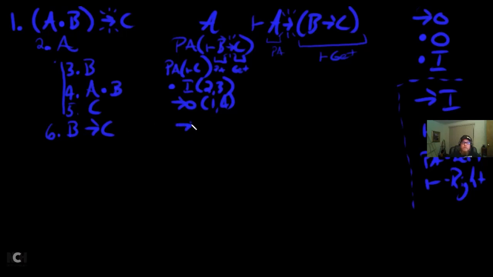How did I prove that? With this thing: arrow in. Where did it start? Line 3. Where did it stop? Line 5. That's where we PA'd the left side and got the right side. So this checks out.